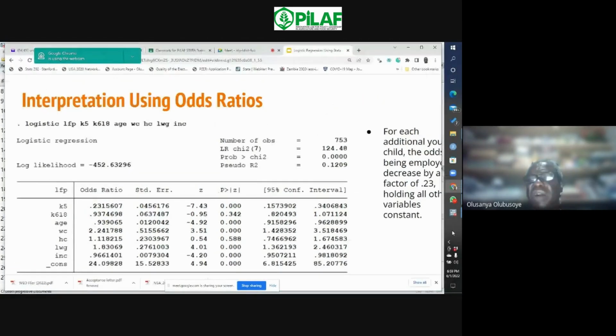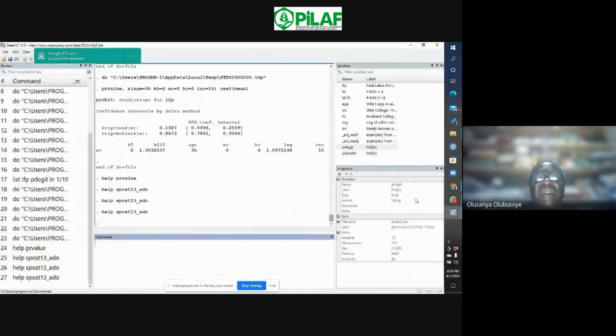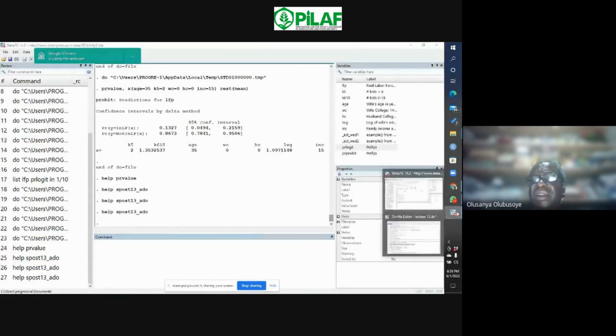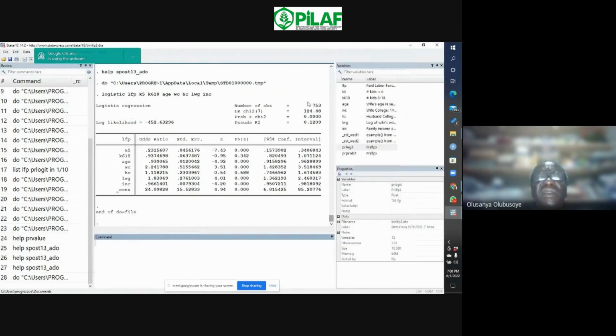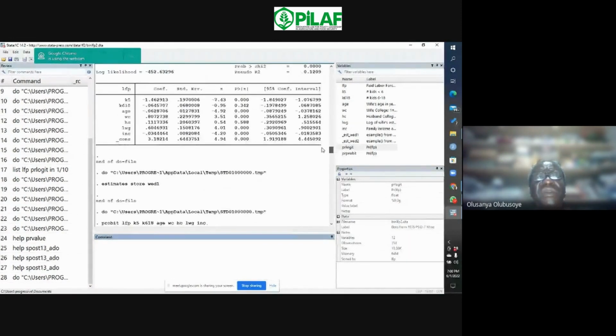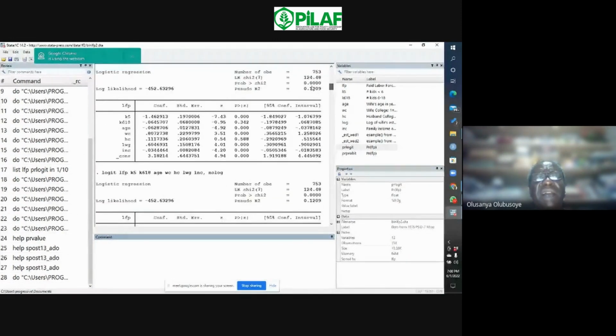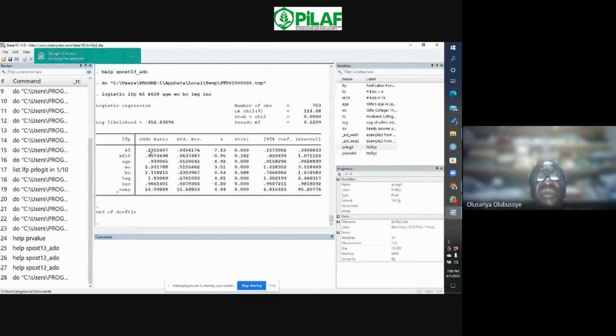Let's go back to our STATA window. I want to show you two things. One, let's run our logistic command again. So if I run it, this is what we used to have. The one we were running before was logit. Am I correct? Yes. So it is this one now that reports odds ratio.